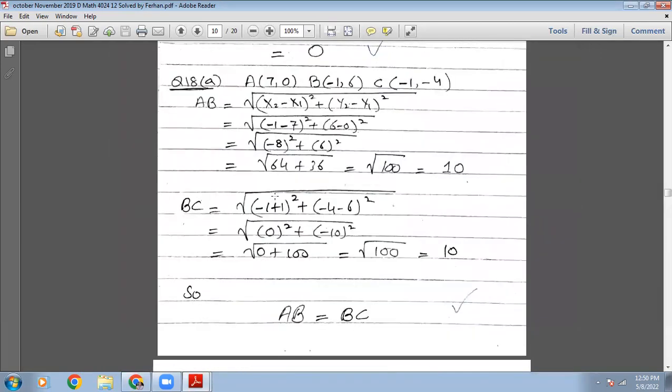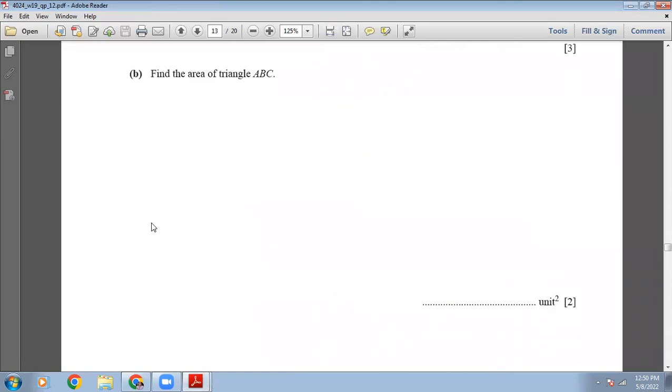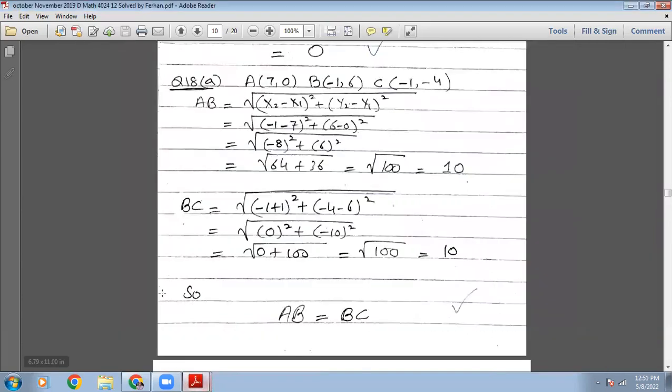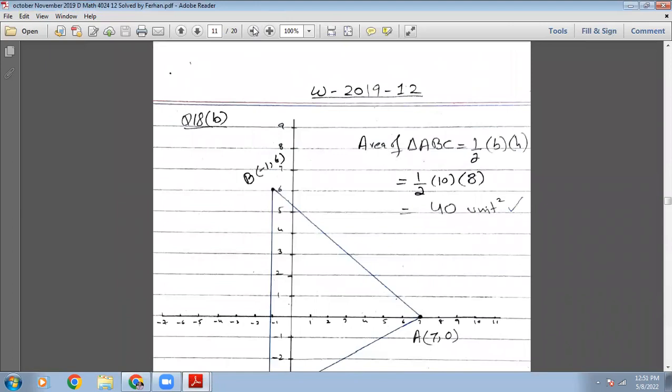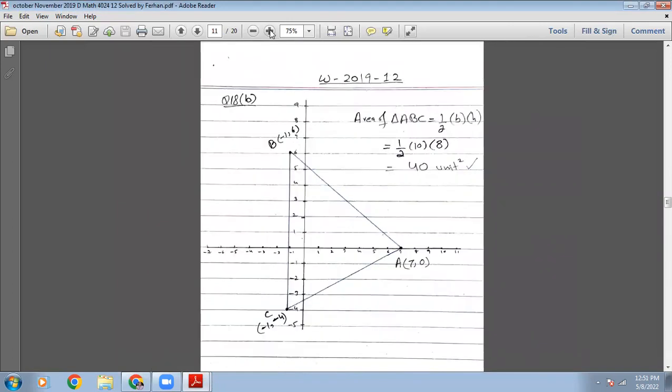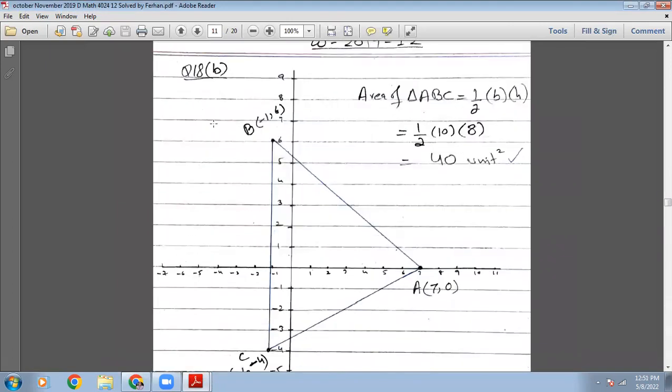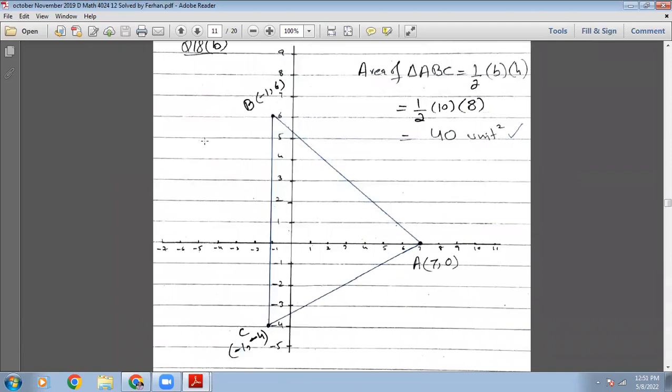Let me show you the whole question so you can look at that. So we have proved that both the sides are equal in length. Then their question is, find the area of the triangle ABC. Here no grid is given, but whenever you are solving coordinate geometry questions, always remember this thing: especially when they ask you to find the area of the triangle, make a rough grid and plot those points on that grid, and then very easily you can find the area of that triangle.